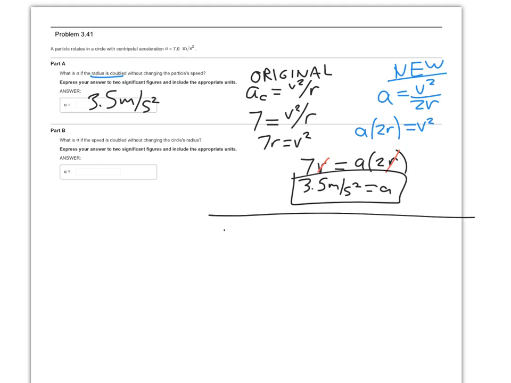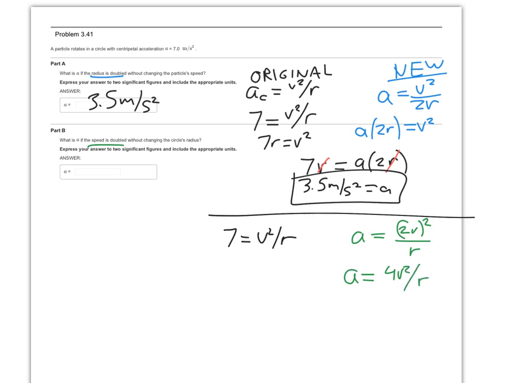Moving on to part B, I'm still going to have my original 7 equals v squared over r, and then I'm going to set up my new one when my speed is doubled. So I'm going to say that my acceleration is 2v, and remember it's that entire quantity squared, not just the v, so 2v squared over r. So that means my new situation is actually 4v squared, because we're squaring both, over r.